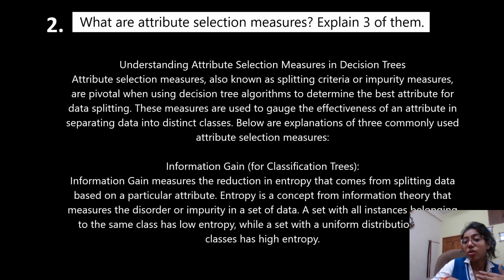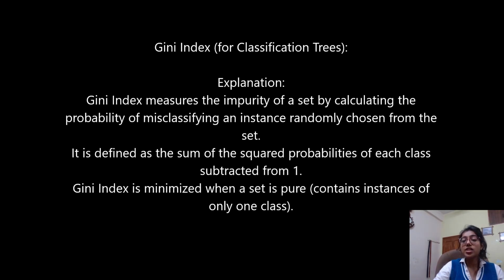Below are the explanations of three commonly used attribute selection measures. The first is information gain. Information gain measures the reduction in entropy that comes from splitting data based on a particular attribute. Entropy is a concept from information theory that measures the disorder or impurity in a set of data. A set with all instances belonging to the same class has low entropy, while a set with a uniform distribution of classes has high entropy.